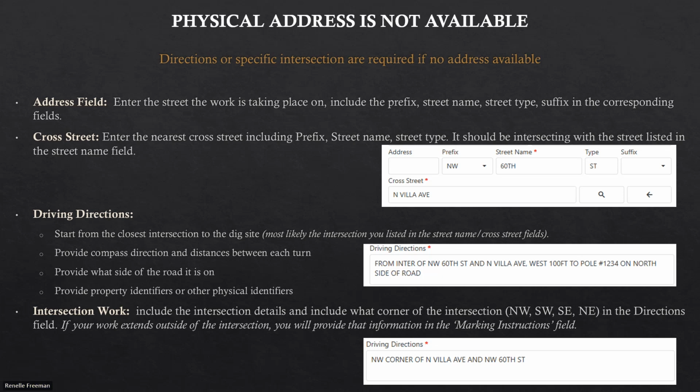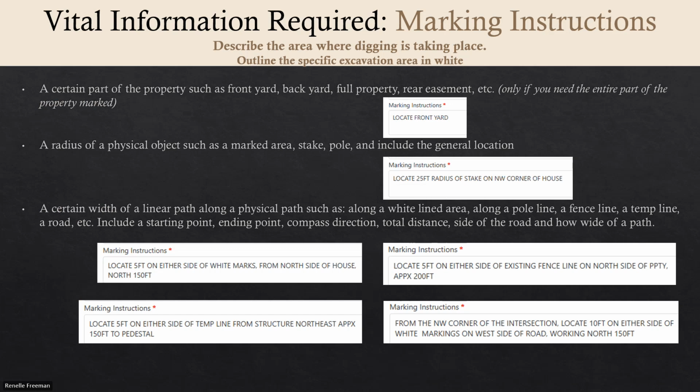If you're doing intersection work, you will include the intersection details and what corner of the intersection you're working on in the driving directions field, because if you don't have an address, you have to have some driving directions. So you can put that intersection information in the driving directions field, and then if your work extends outside of the intersection, then you'll provide that information in the marking instructions field, which we'll talk about here in just a moment. So the next vital information is those marking instructions.